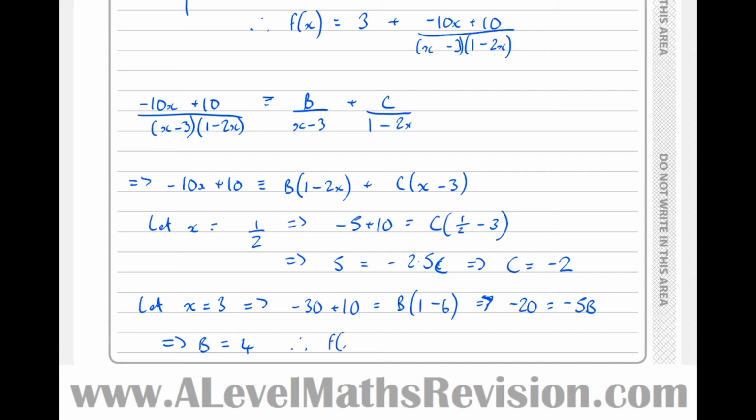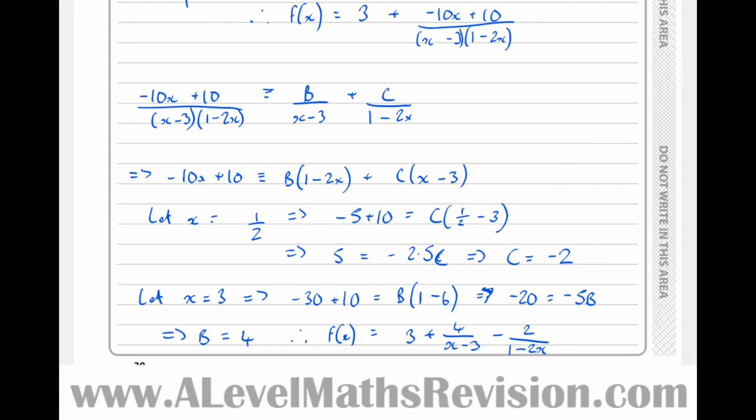Therefore, f of x equals, well, a was 3, plus, then we've got b over x minus 3, so 4 over x minus 3. Then we've got c, which is minus 2, so take 2 over 1 minus 2x. And there we have it. That's the question answered. There's our answer there.